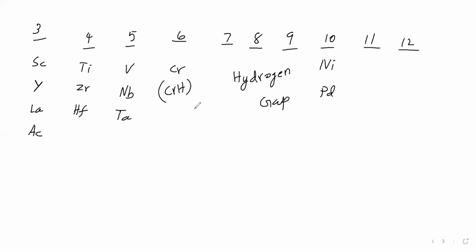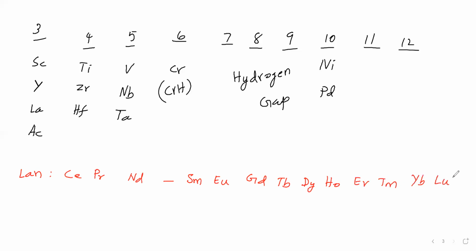Then in F block elements, which are forming metallic hydrides, we will see. Now we will take lanthanides. In the lanthanides, cerium, praseodymium, neodymium, then promethium is not forming, then samarium, europium, gadolinium, terbium, dysprosium, holmium, erbium, thulium, ytterbium, lutetium form metallic hydrides. Then actinides.